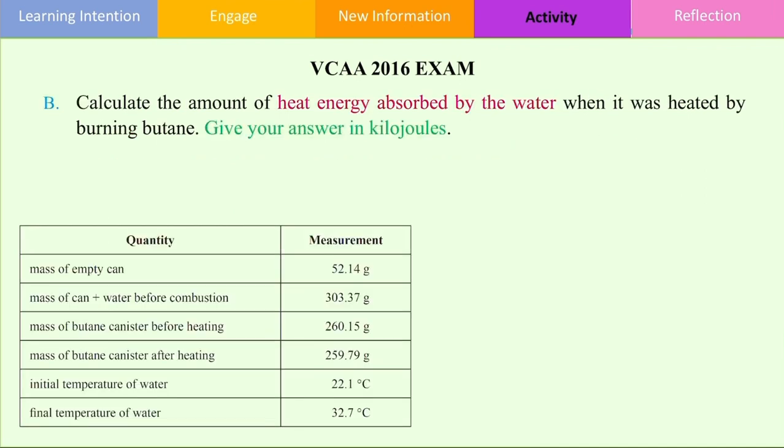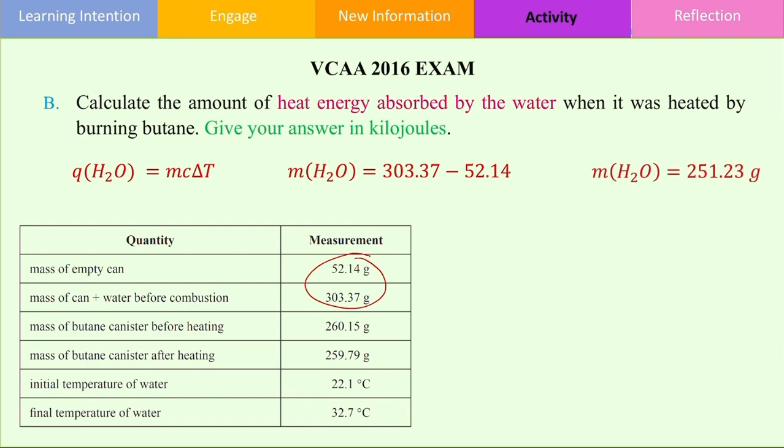In part B of this question, we are finding out what is the amount of heat energy absorbed by water. So we're going to need to use the QMAP formula. They haven't given us what the mass of water is directly. Rather, you will need to calculate the mass of water. So they've given us these two values over here. We're simply just going to have to subtract those two values to find out the mass of water only. So the mass of water is going to be 251.23 grams.